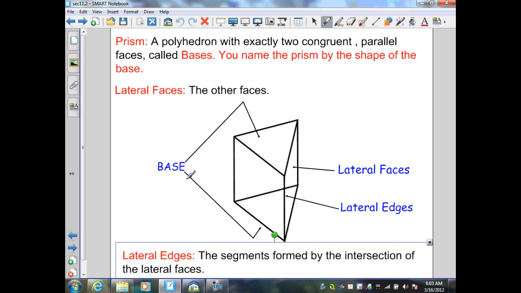In our diagram, the base is identified as the top section of this prism and also the bottom section of this prism. They are congruent and parallel, and they also are in the shape of a triangle. Therefore, this is called a triangular prism. The other faces of my prism are the lateral faces. Here, our lateral faces are rectangles. The intersection of our lateral faces are known as the lateral edges.